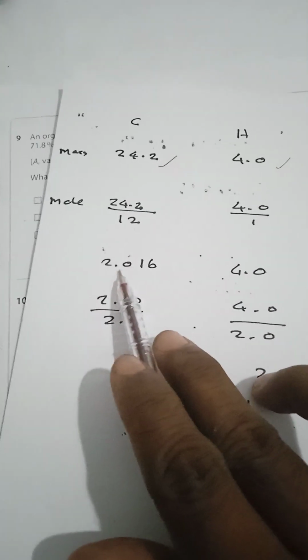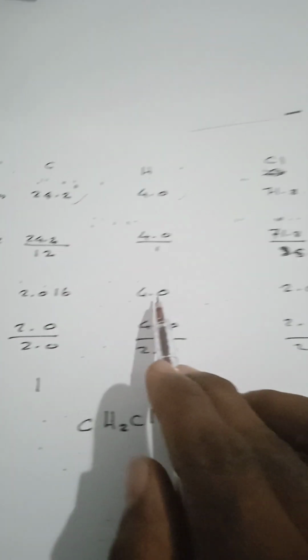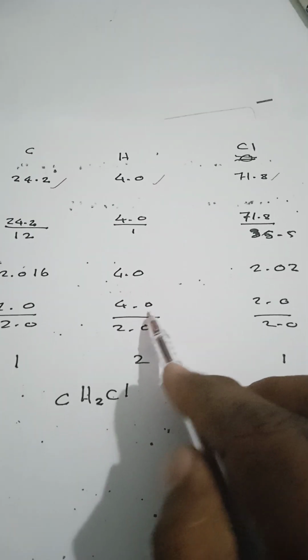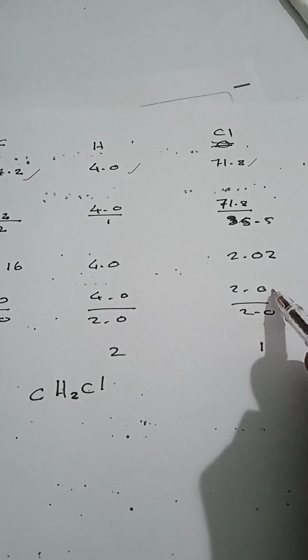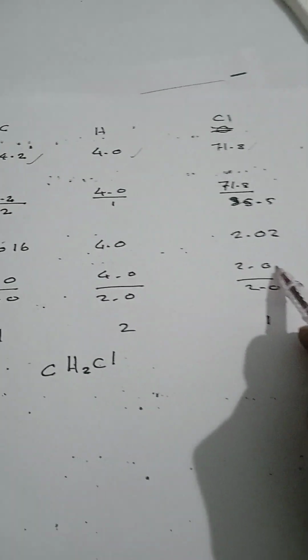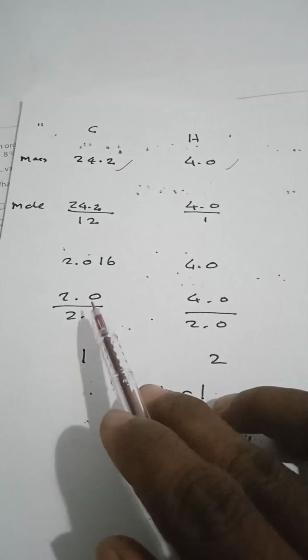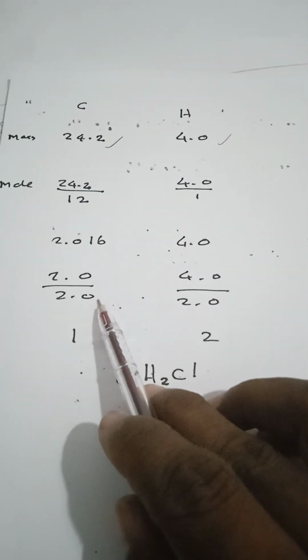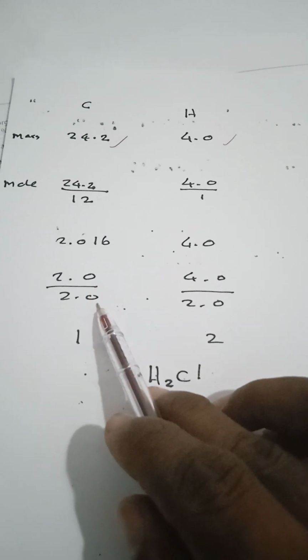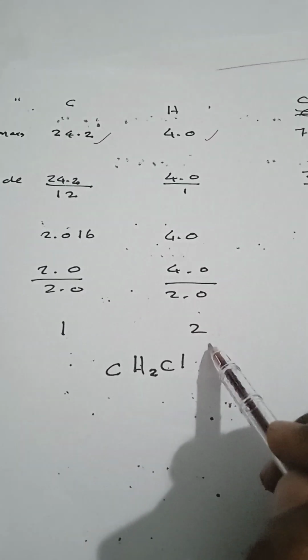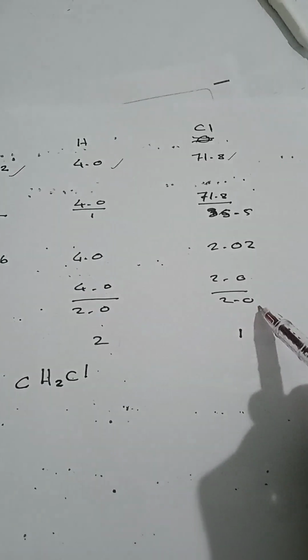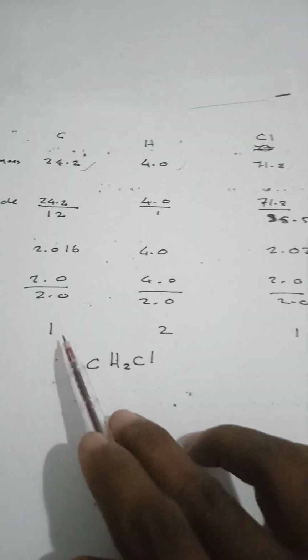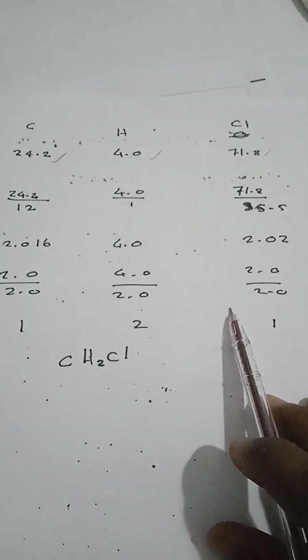So you know that 2.016 we can take as 2, and 4.0 we can take as 4, and 2.02 we can take as 2.0. Then we take the smallest value from all of these and divide everything by the smallest value. So 2 divided by 2 is 1, 4.0 divided by 2 is 2, and 2.0 divided by 2 is 1. So the empirical formula is 1 carbon, 2 hydrogen and 1 chlorine, CH2Cl.